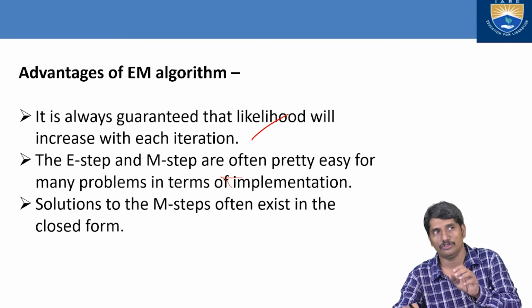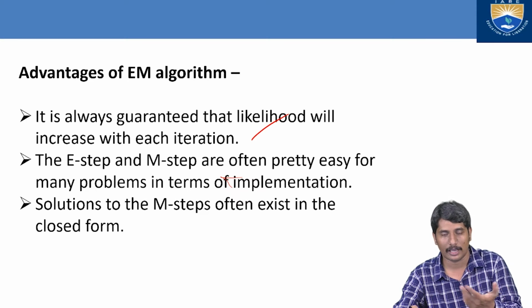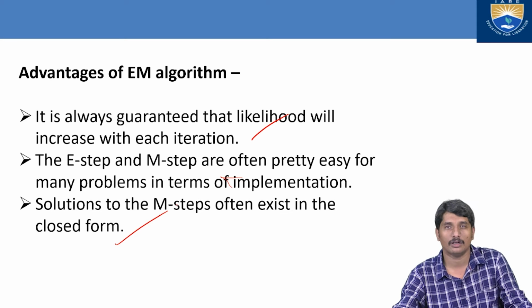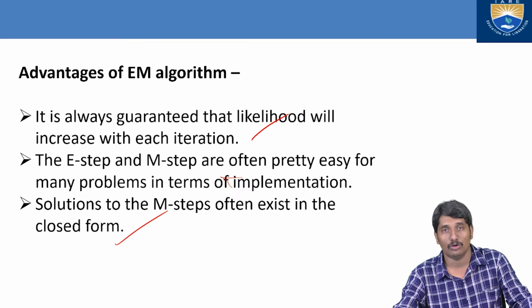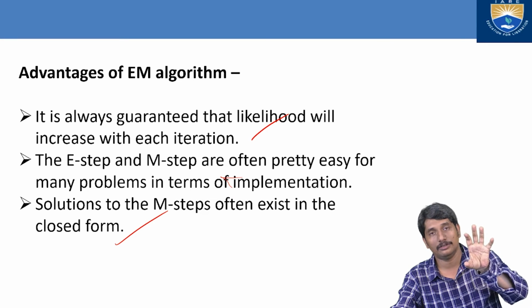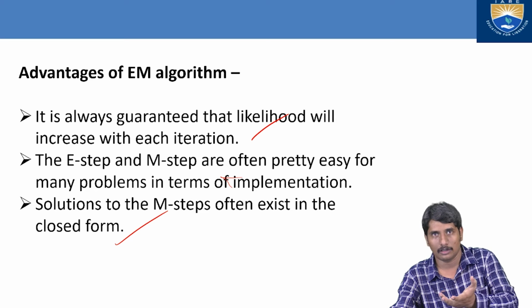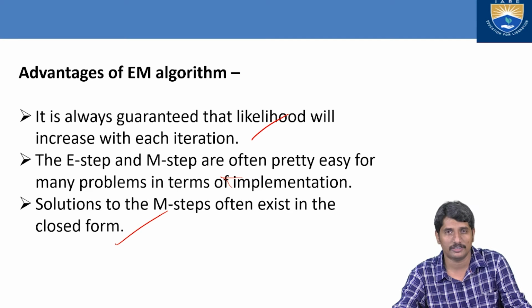In many cases, we use very well-known distributions like the normal distribution, Gaussian distribution. So it won't trouble you to find the values in calculation. Solutions to the M step often exist in closed form. Definitely, the parameters of the distribution you are going to use, mu or sigma, will be real numbers. They won't be complex numbers or imaginary numbers or non-terminating decimals. It's always a finite decimal or a rational number. So it won't trouble you. That's what it is saying.